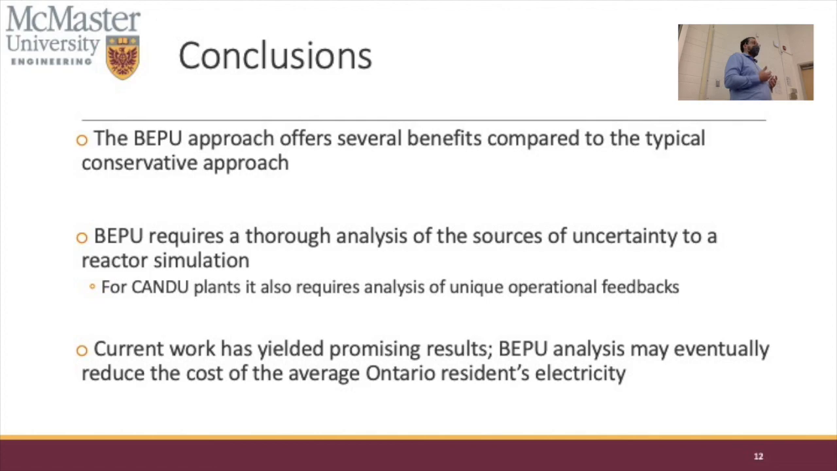Now, our current work has been very promising, and we're hoping that the BEPU analysis will eventually lead to a reduction in the average Ontario resident's electricity bill.